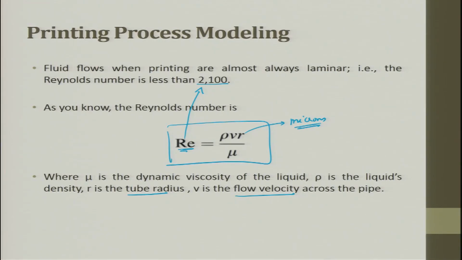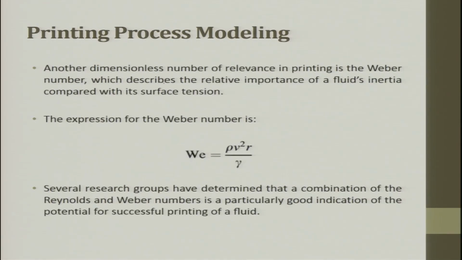So, this is a big challenge. Another dimensionless number of relevance in printing is the Weber number, which describes the relative importance of a fluid's inertia compared with the surface tension. So, Weber number is the other thing. Again, Weber number We is given by rho V square R by gamma.